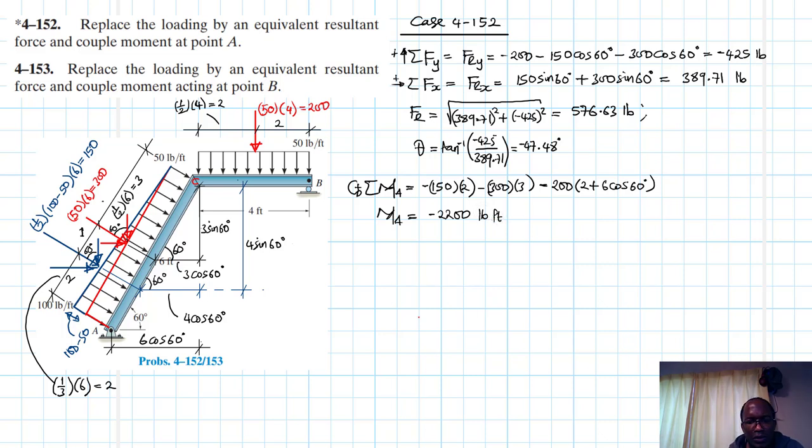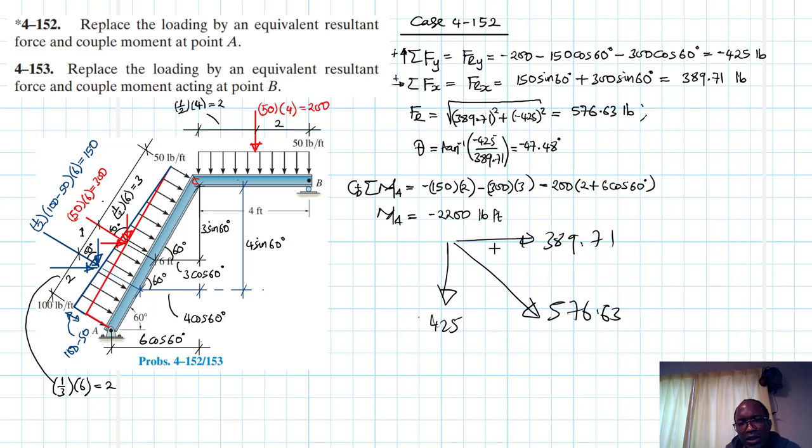So let's draw this. This is how it looks. We have the vertical component downwards like this, and then we have the horizontal, which is 389.71. Then we have the resultant 576.63, and the angle there, which is 47.48. This negative just means we are starting from the horizontal axis and going clockwise. As a result, we have a negative. All right, so that is what I want to indicate at A.